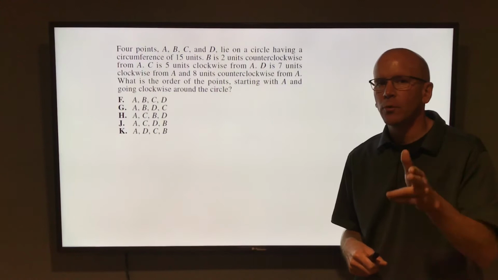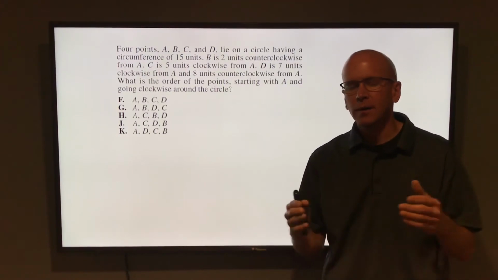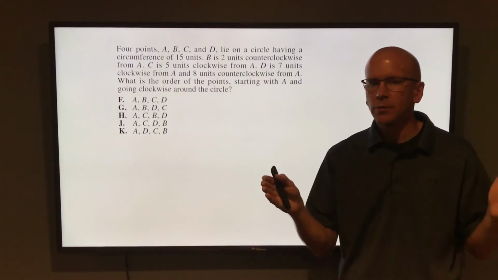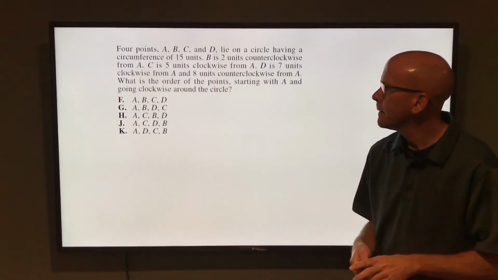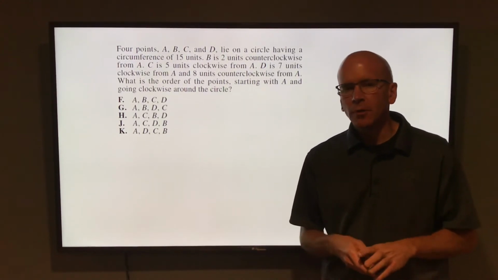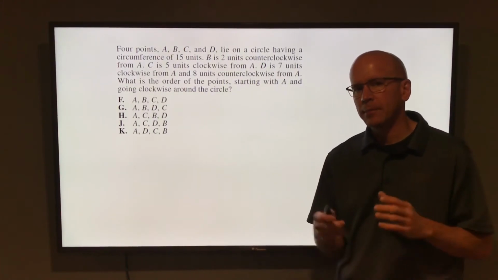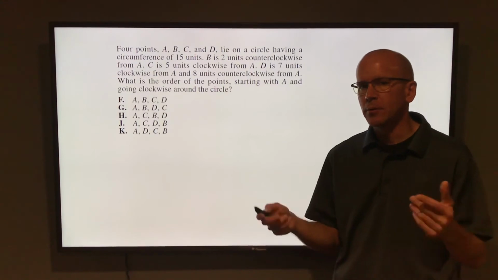Always remember, you're the one taking the ACT test. So however you approach these problems is up to you. As long as you get the right answer, do it your way. That's all that counts. Most people are going to want to draw a circle and label the points around the circle. It's perfectly fine if you do it that way, but I'm going to do it a different way. I'm going to think in terms of algebra.